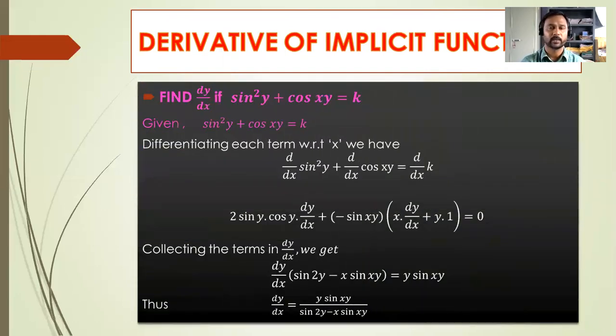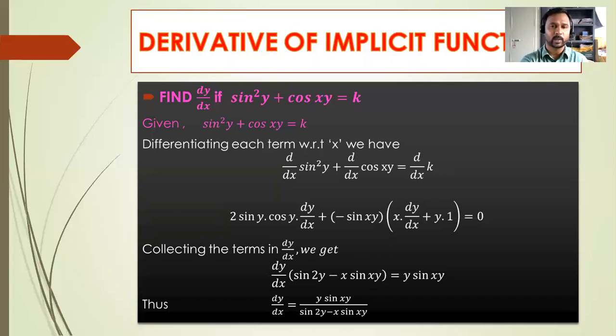Find dy by dx if sine square y plus cos of xy is equal to k. So what is given? Sine square y plus cos of xy is equal to k. Differentiating each term with respect to x, we have d by dx of sine square y plus d by dx of cos of xy is equal to d by dx of k. What is d by dx of sine square y? Sine square y can be treated as sine y the whole square. Therefore, it is 2 sine y. Now derivative of sine y is cos y. But since y is there, into dy by dx.